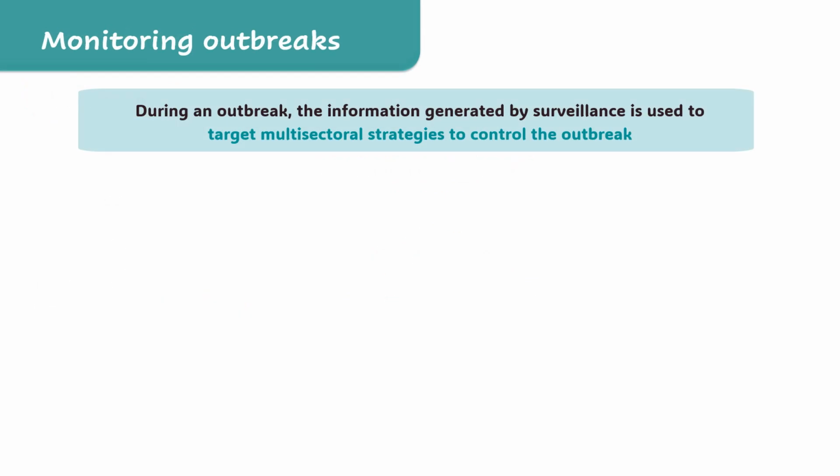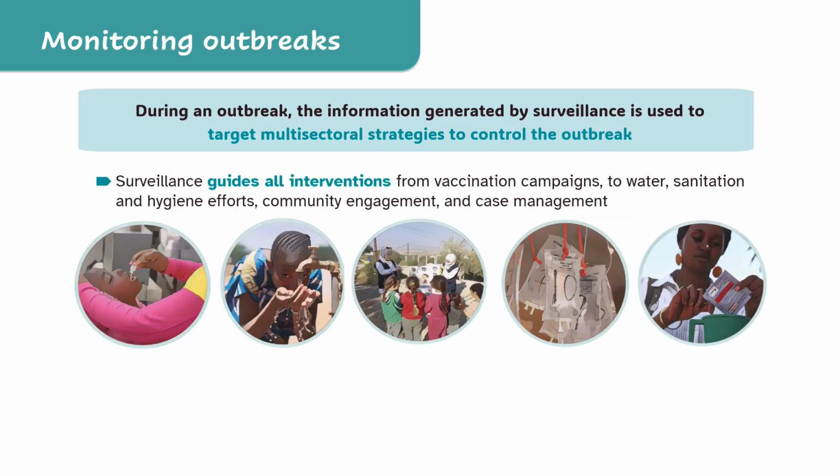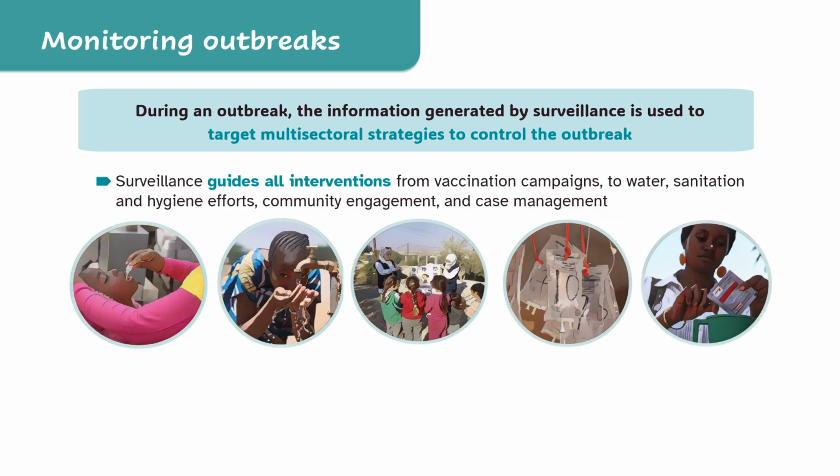As the last surveillance objective, during an outbreak, if cholera has spread in the community, surveillance continuously generates information that is used to target effective multi-sectoral strategies to control and end the outbreak. Surveillance is pivotal to guide interventions across all cholera control and prevention pillars, from vaccination campaigns to water, sanitation and hygiene efforts, community engagement, and case management.